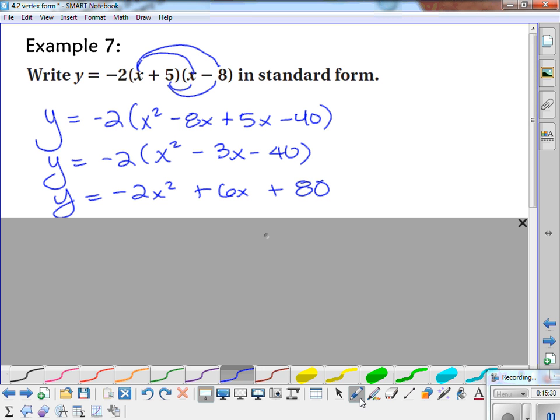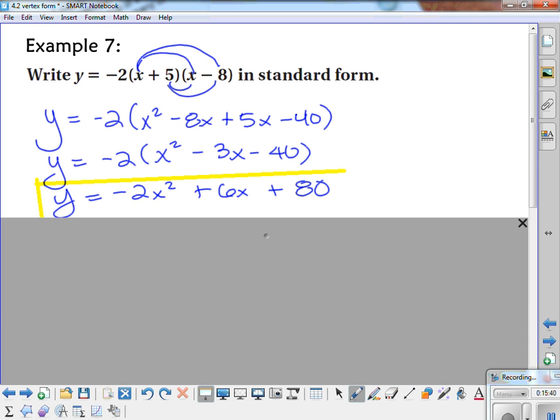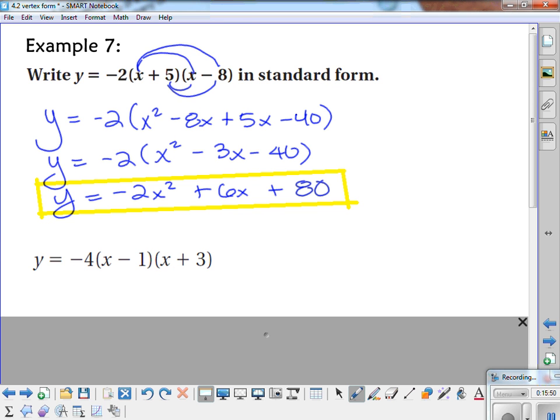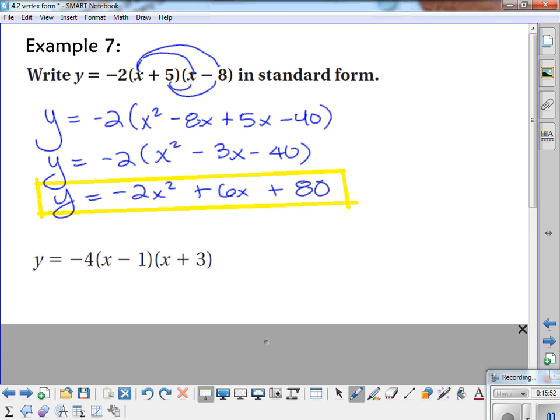Is it in standard form now? It is. So wasn't that relatively painless? We multiplied by -2. All right, so let's have you guys do that one on your own. It's up to you. You can do it on whiteboards or you can do it in your notes. I don't care which way. But that one you guys are going to do yourselves.